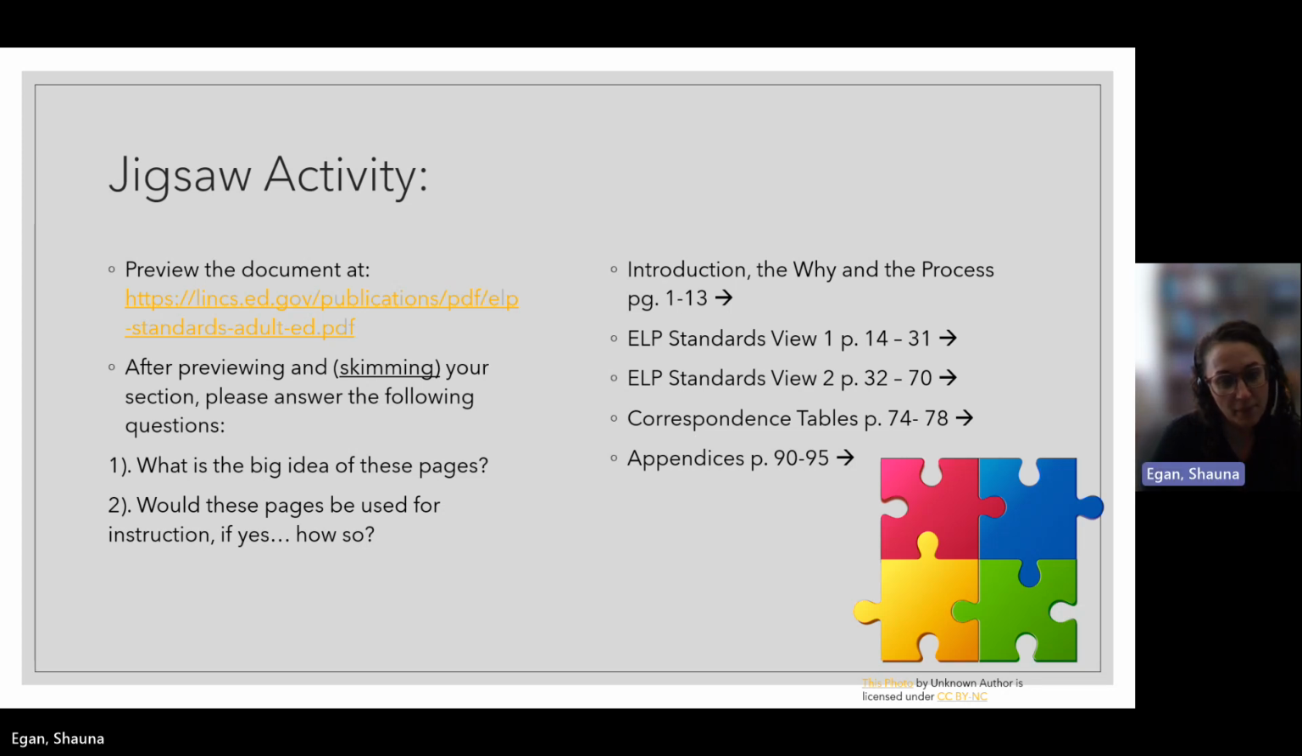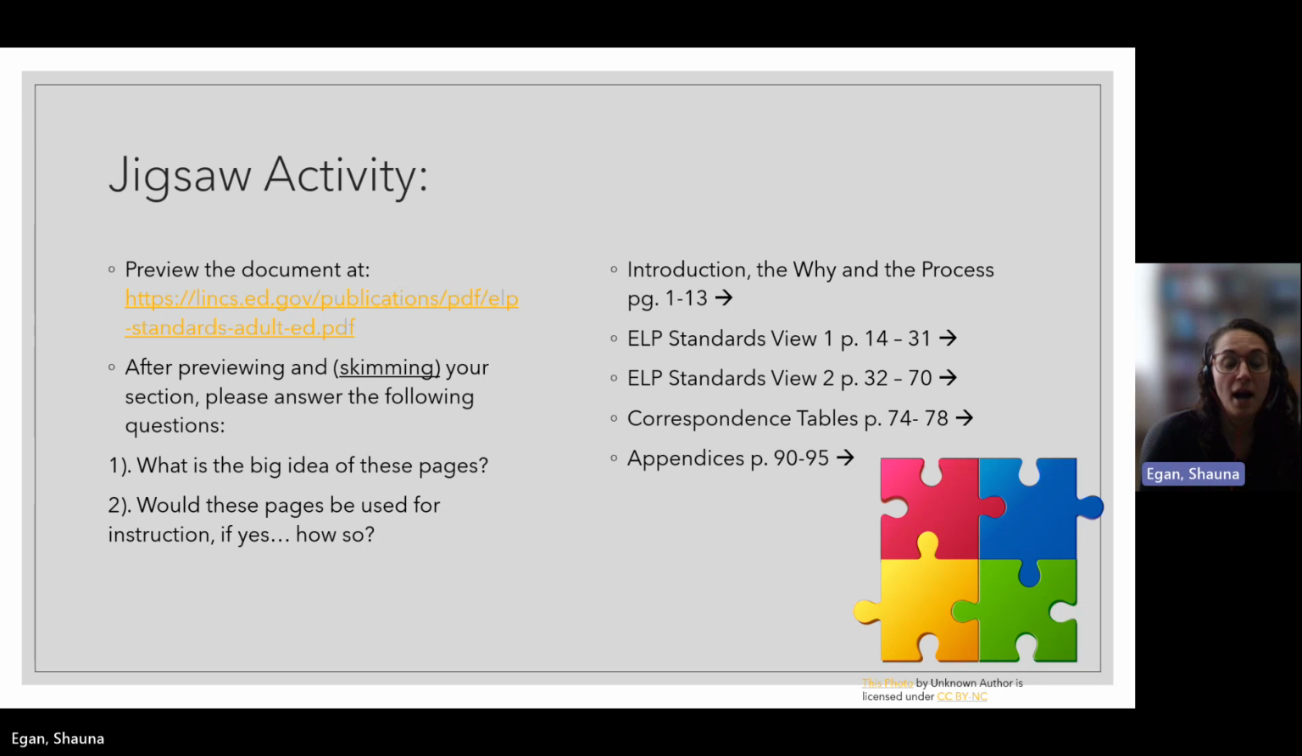For each prompt that comes up on the screen, you will be asked to look at the specified pages and identify the big idea, as well as if those pages would be used for instruction. A couple of things to note about each of these sections. You can see how the English Language Proficiency Standards View 1 and View 2 have some differences. For beginning to use the standards for instruction, personally, I think that View 1 is a little bit more approachable and easier to get started with.